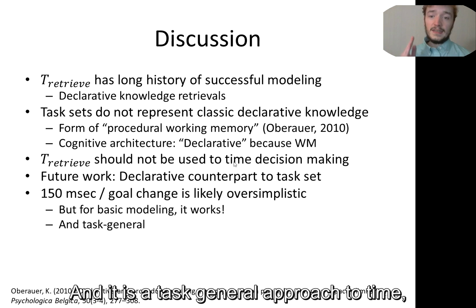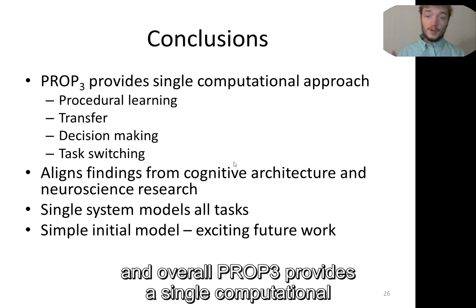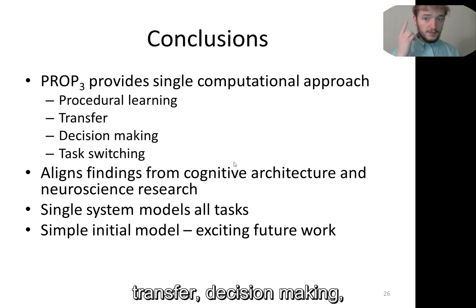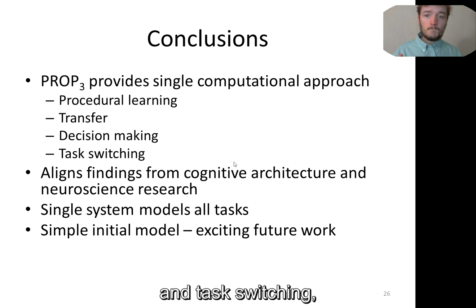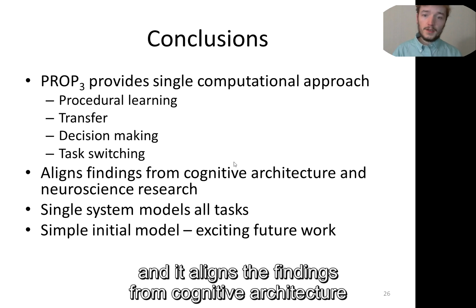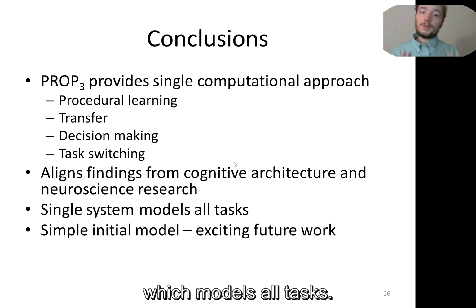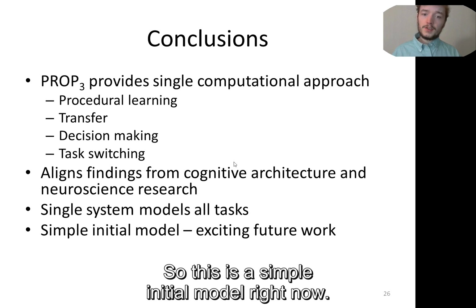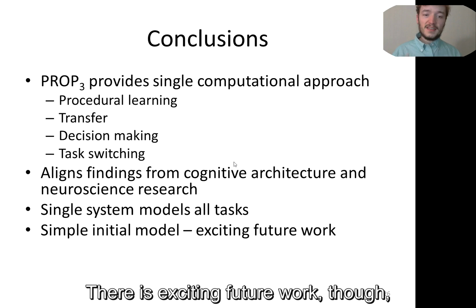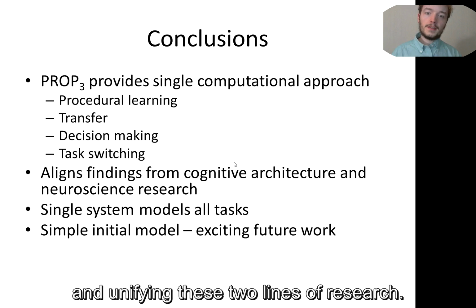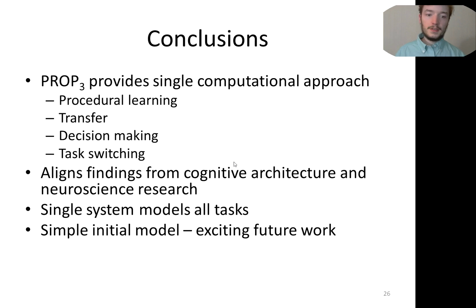And it is a task general approach to time, and overall, Prop 3 provides a single computational approach using procedure contexts for procedural learning, transfer, decision-making, and task switching, and it aligns the findings from cognitive architecture and neuroscience research into a single system, which models all tasks. So this is a simple initial model right now. There is exciting future work, though, for building on this idea and unifying these two lines of research.